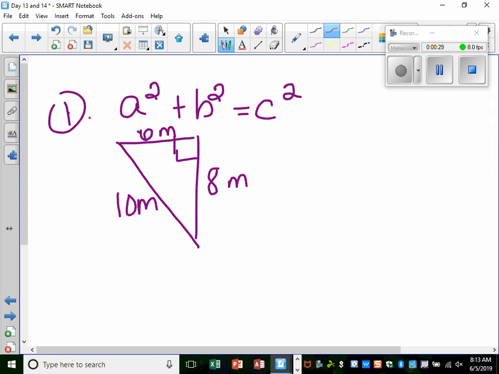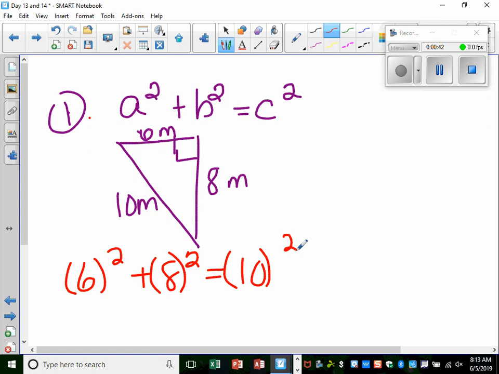So if I wanted to test this, I would simply pick a side for a and b. So I'm just going to say 6 squared plus 8 squared equals 10 squared. So we'll have 36 plus 64. Does that equal 100? Yes. So that means those three different numbers can actually form a right triangle. So that's what you're doing in the first section.